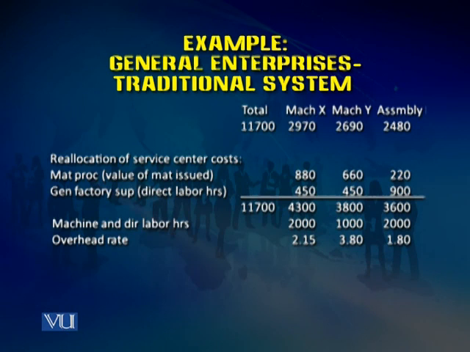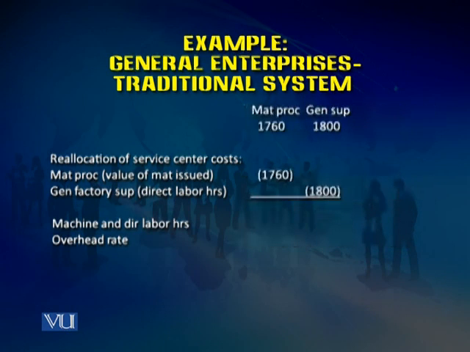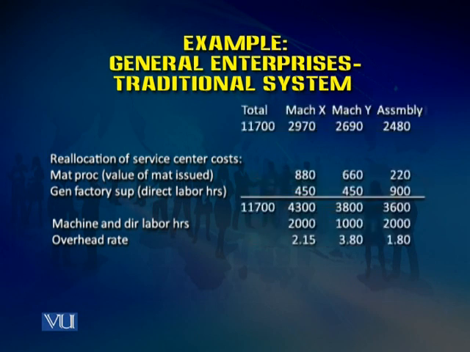Similarly, the general factory support cost of 1.8 million has been allocated to the production departments on the basis of direct labor hours. The bases have to be adopted by the organization, whichever is the most suitable basis. And on this basis, then, we have transferred the entire overhead cost into the production departments. So the 11.7 million of overheads now has been allocated as 4.3 to machine X department, 3.8 to machine Y, and 3.6 to the assembly department.